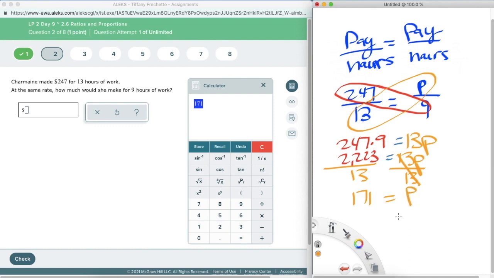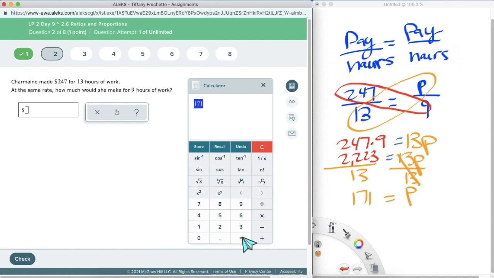I'm not working out the hourly pay on here. We set this up so that when I get to the end, I know how much she made for the 9 hours. You could have also done this a slightly different way. We could have said 247 divided by 13, and that would have gotten us 19. That tells me she makes $19 an hour. If she makes $19 for every hour, and she works for 9 hours, I can say $19 times 9, and that will also bring me to the 171.